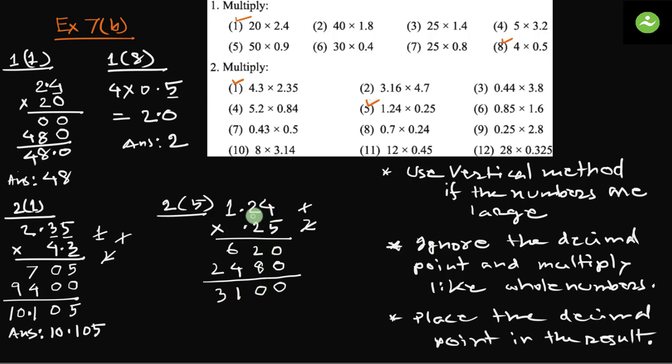Now count how many digits before they had decimal points. 1 digit, 2 digit, 3 digit, 4 digit. Yes, you have to count all numbers. So here 2 digits and here 2 digits, total 4 digits. We have to put the decimal point before 4 digits. So 1, 2, 3, 4. Put the decimal point here. So the answer is 0.31. We don't need to write the zeros on the right because those have no value. Doesn't make any difference.